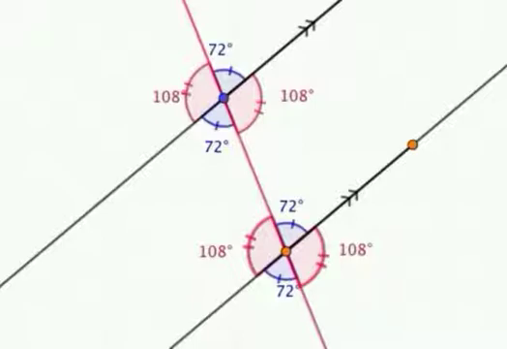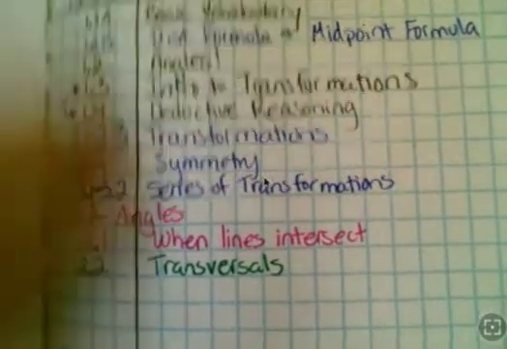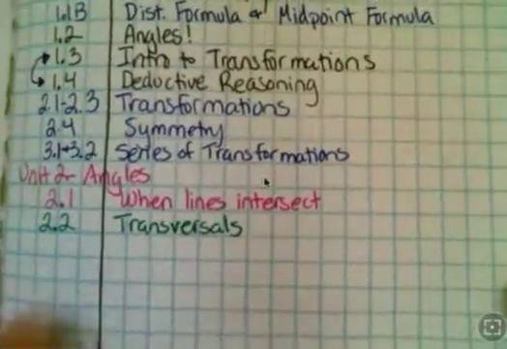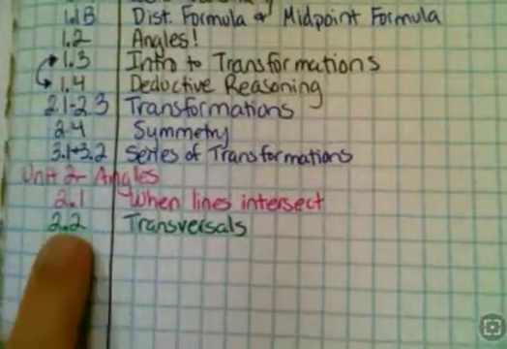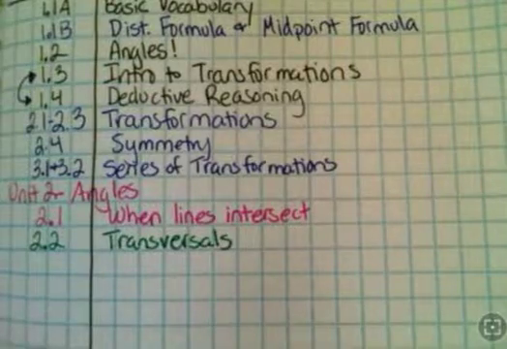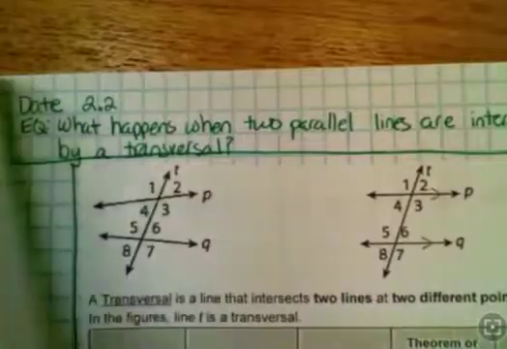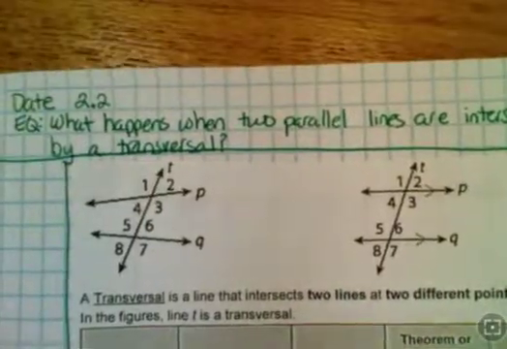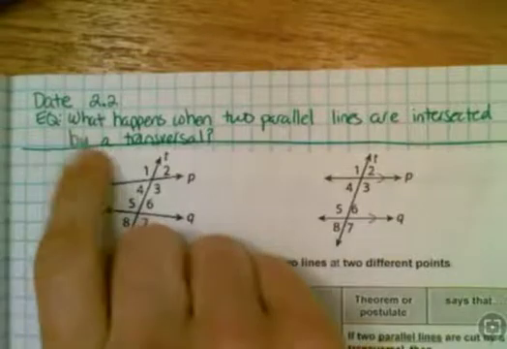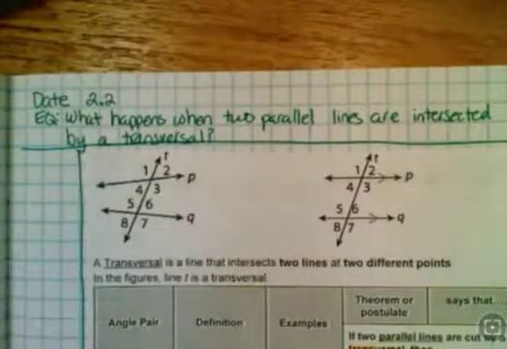Take some notes. Okay, let's take a look at our notebooks at the table of contents. In class last time we did 2.1, when angles intersect, and today we're doing 2.2, our second lesson, which is all about transversals, that red line you just saw. So find a new blank page in your notebook, and at the top write today's date. This is lesson 2.2. And the essential question is, what happens when 2 parallel lines are intersected by a transversal?